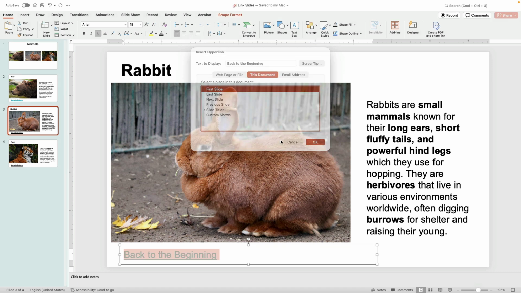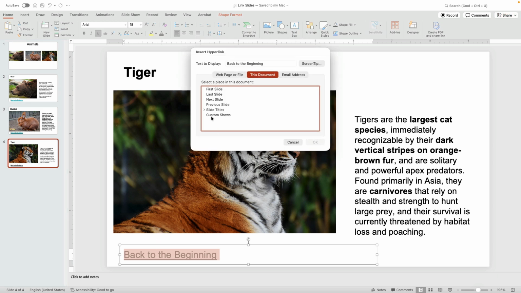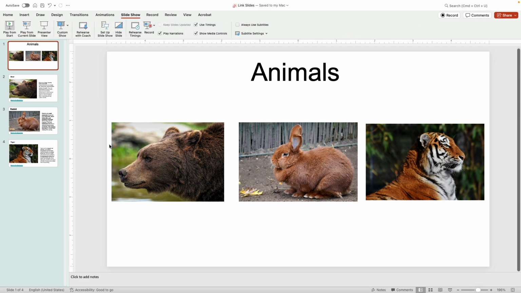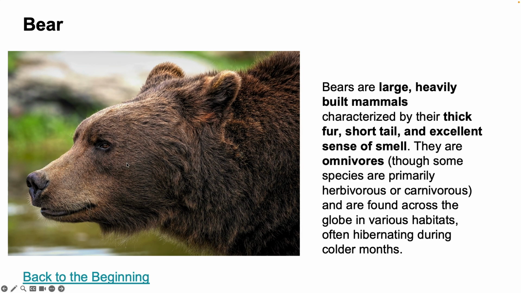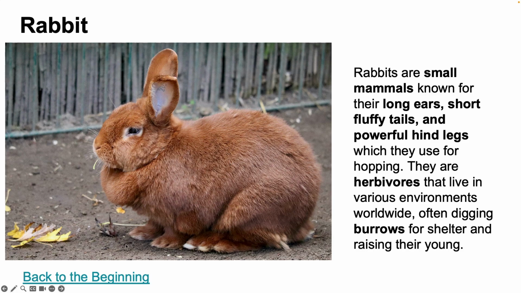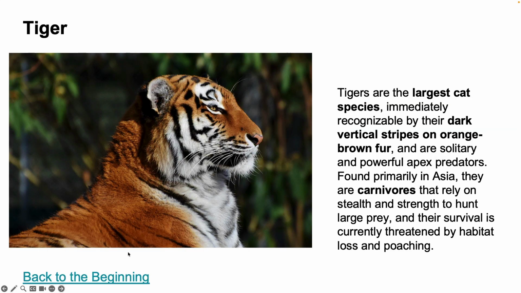So I want all of these slides to go back to the beginning to make this presentation interactive. So now when I enter presentation mode, when I click on the bear, it goes to the bear, and then I can click here to go back to the beginning. If I click on the rabbit, it goes to the rabbit. Then I can click here to go back to the beginning, and the same with the tiger.